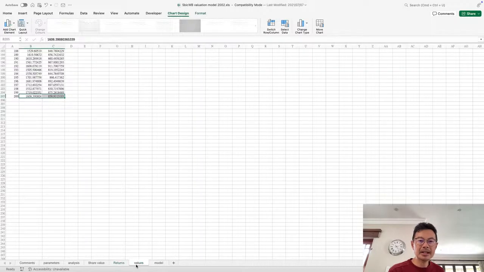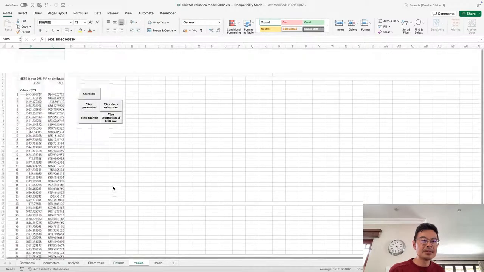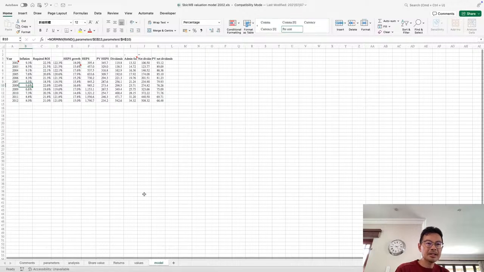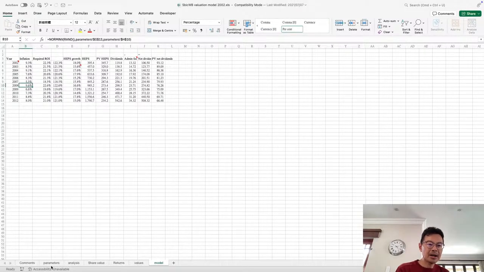Just a projection, and then here are the values. By doing the macro and the calculation, I see what the value of the EPS is. Because of the assumption on the dividend payout ratio, that then filters down to dividends and the present value, and here is the model.